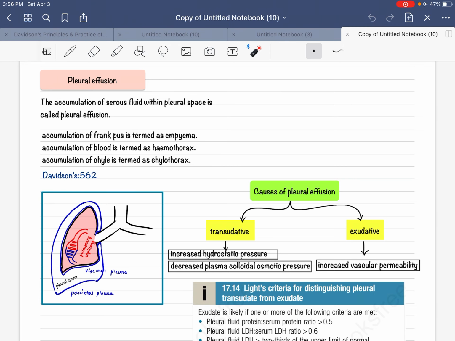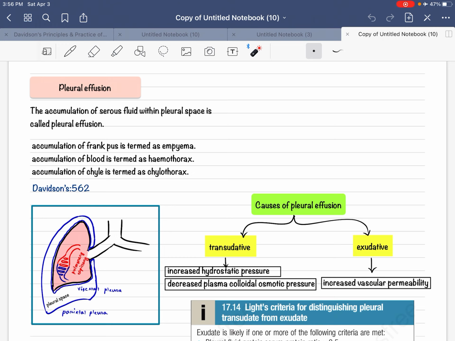So all of you know, what is pleural effusion? According to Davidson, all the contents here I have copied directly from Davidson. So I hope all of you will be benefited, inshallah. So what is pleural effusion?